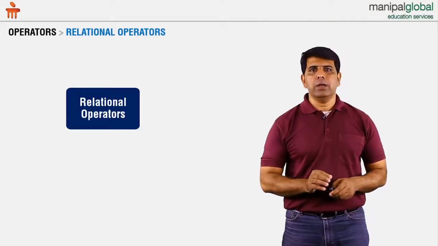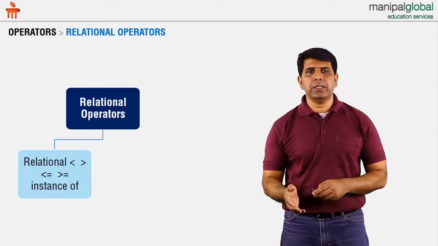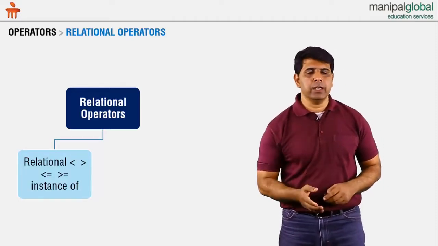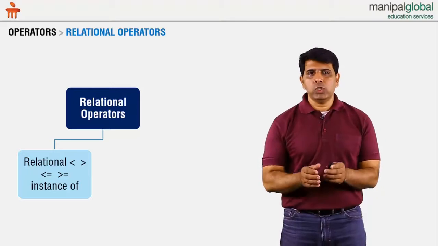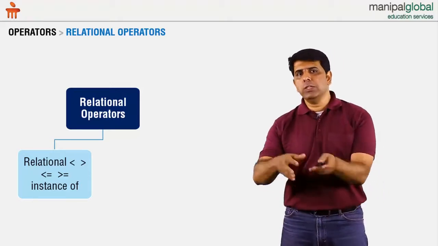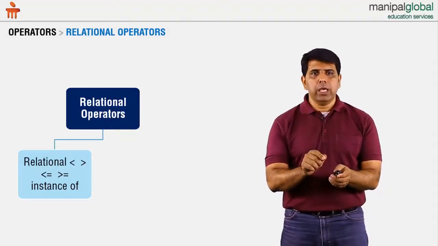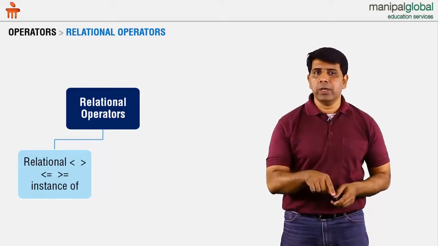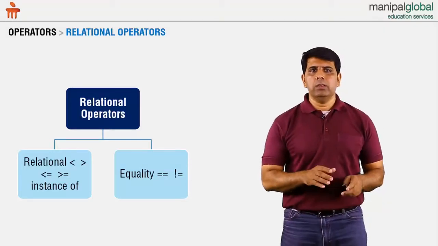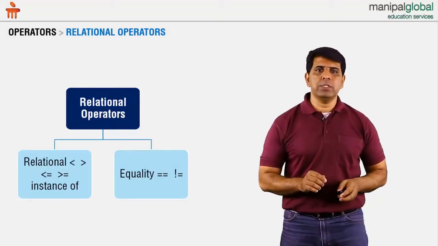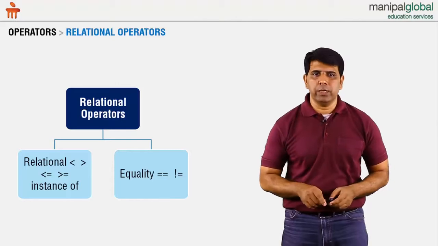Relational operators compare the relationship between different operands. There is less than, greater than, less than or equals to, greater than or equals to, and instanceof. Instanceof is a keyword. It checks whether a reference is an instance of a class. If Animal is a class and A1 is a variable, I can check if A1 instanceof Animal or not. There is also equality, double equals. Beware, because in some languages you use single equals for comparison, but here single equals is for assignment, so we need to be careful.